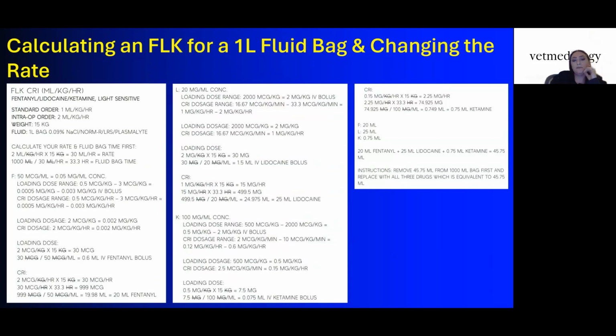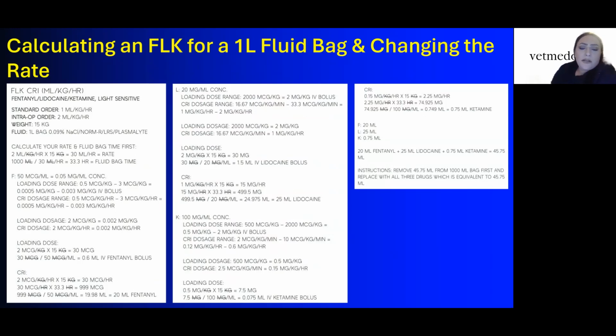For lidocaine, it is 2% lidocaine, so it's 20 mg per mil concentration. The loading dose range is 2,000 mics per kg or 2 mgs per kg IV bolus. The CRI dosage range is 16.67 mics per kg per minute to 33.3 mics per kg per minute for an FLK, or 1 mg per kg per hour to 2 mgs per kg per hour. The loading dosage is going to be 2 mgs per kg for this patient. The CRI dosage is going to be 1 mg per kg per hour.